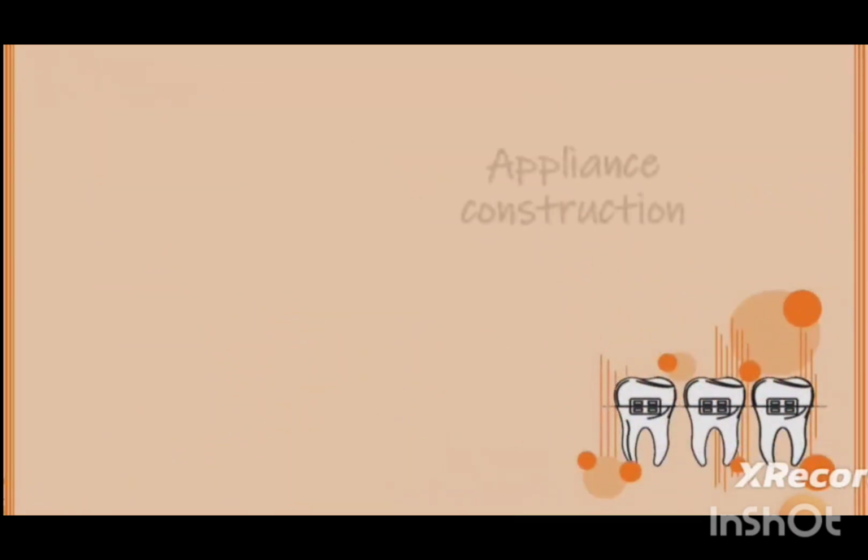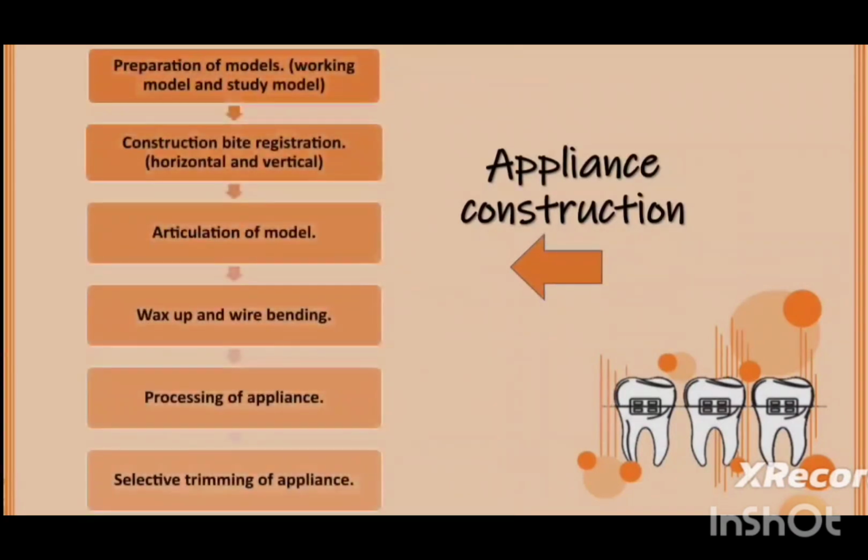Now, coming to the appliance construction, there are various steps starting from the preparation of models, both working model and study model. Then we record a bite registration, where we consider both horizontal and vertical components, which we will discuss in detail shortly. Then comes the articulation of the model, then wax up and wire binding, followed by processing of the appliance, and at the end, selective trimming of the appliance.